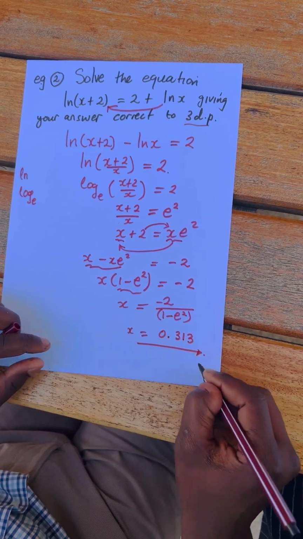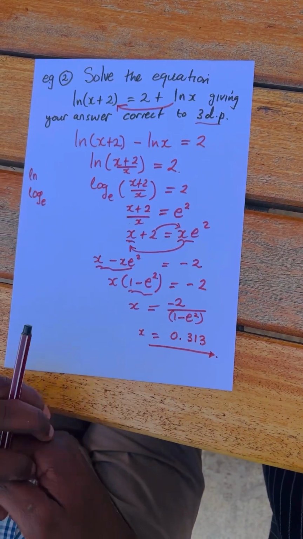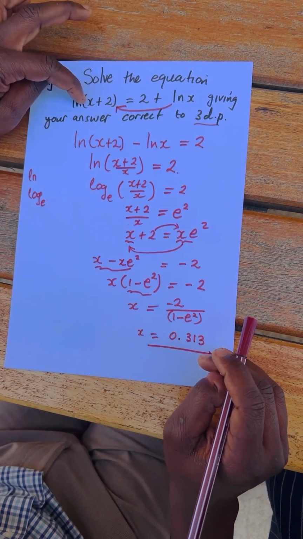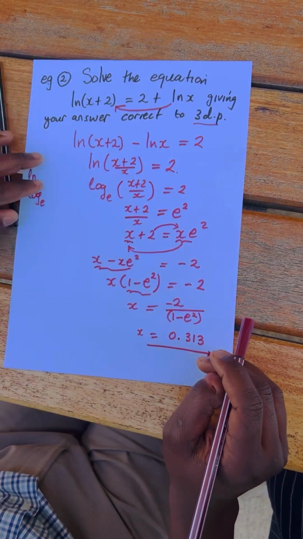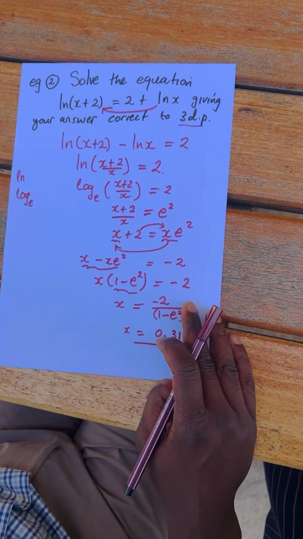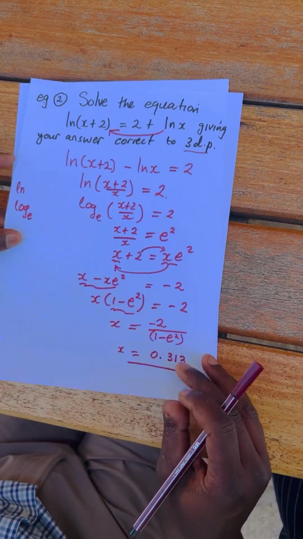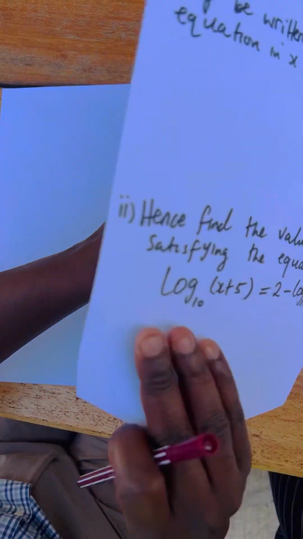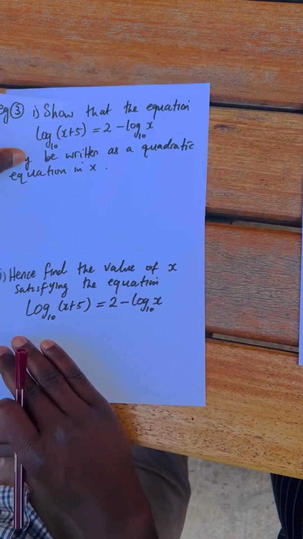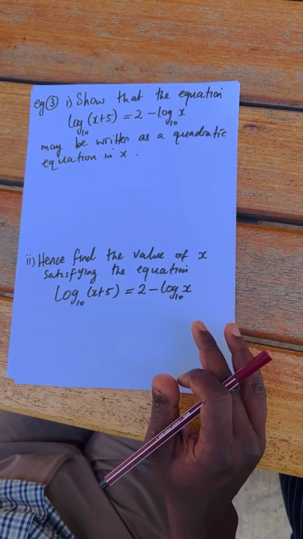So that's your second example. So it's the same technique. You bring the ln on the other side, then you start using your laws. All right, I'm going to my third example, which is almost similar to this. So this technique of answering this sort of question is almost similar.